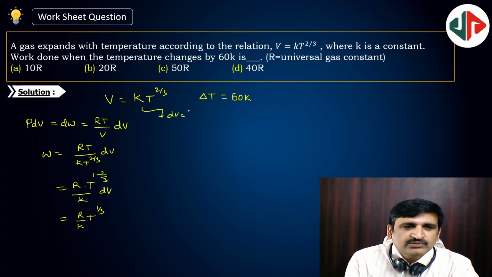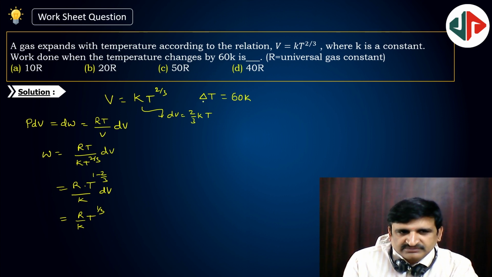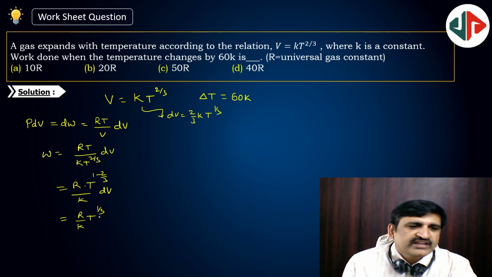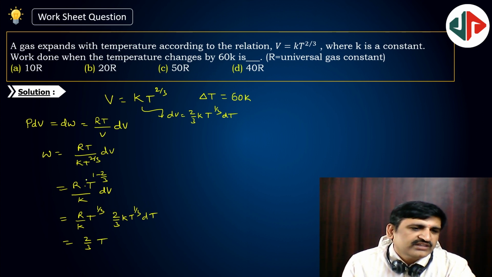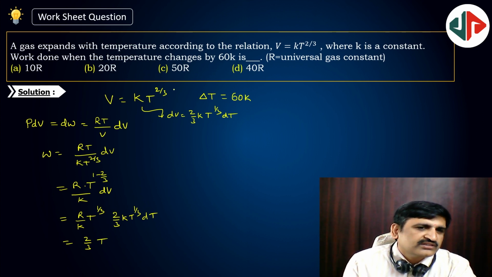dV is equal to 2 by 3 K T to the power of minus 1 by 3. So dV can be 2 by 3 K T to the power of 1 by 3 into dT. K, 2 by 3 will be left, and dT will come. T to the power of a power m, this one is also the same. The powers: 1 minus 1, so it is minus 1 by 3.